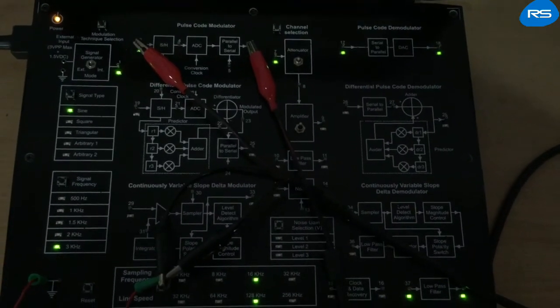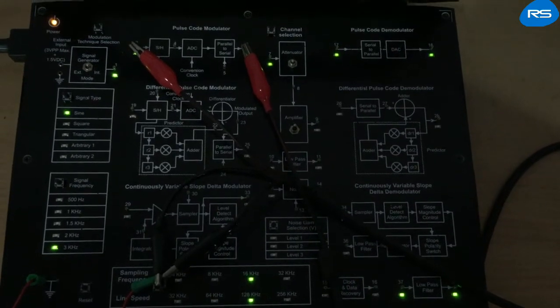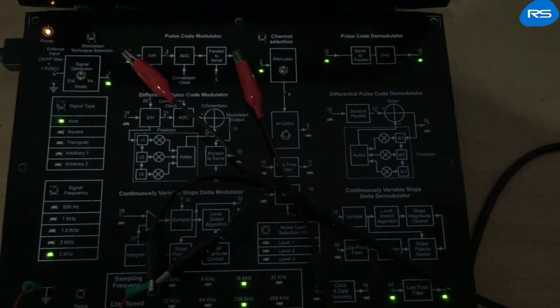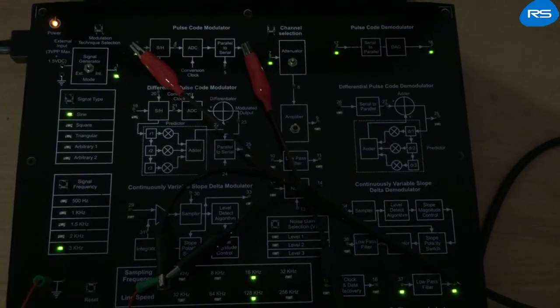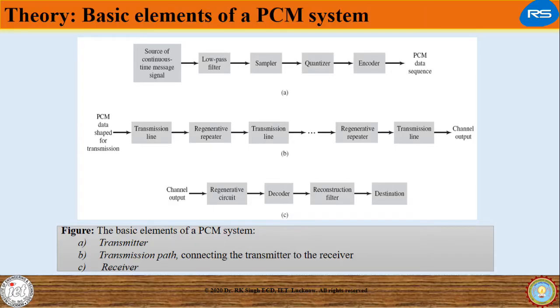The term pulse code modulation is somewhat of a misnomer, as it is not really a type of modulation but rather a technique of digitally coding analog signals and transmitting them. Now we will be talking about the basic elements of a PCM system.